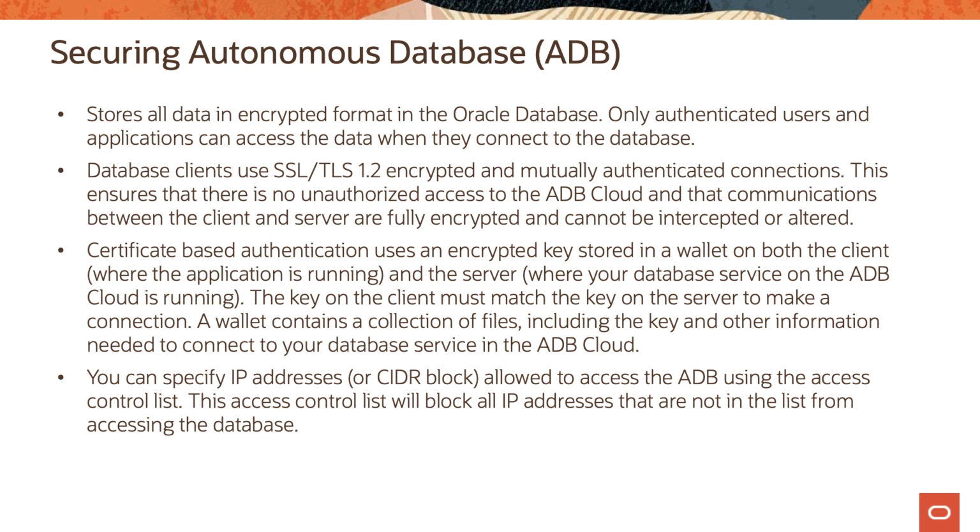You can specify IP addresses allowed to access the Autonomous Database using the Access Control List. This Access Control List will block all IP addresses that are not in the list from accessing the Autonomous Database.